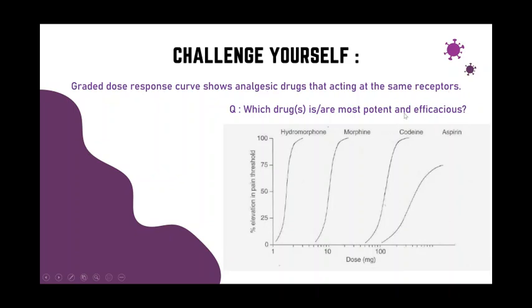So which drugs are efficacious? These three drugs, hydromorphone, morphine, and codeine, are efficacious because they manage to achieve 100% of the response, as aspirin only managed to achieve 75%.